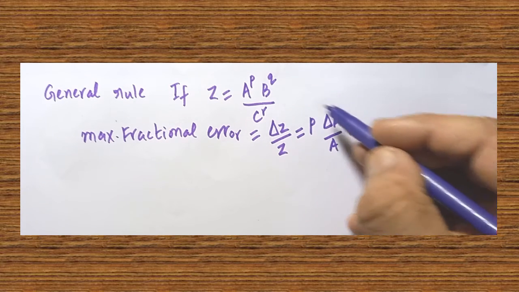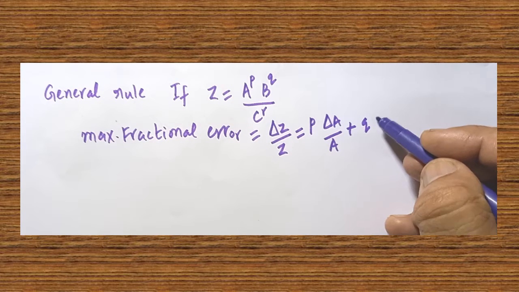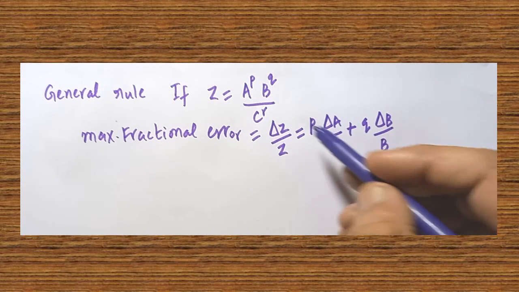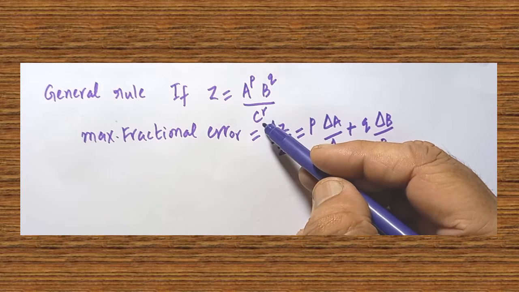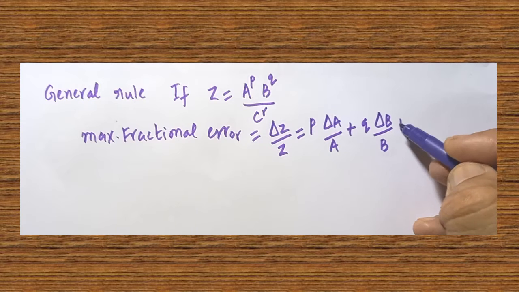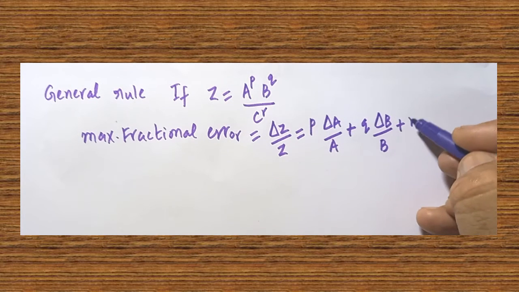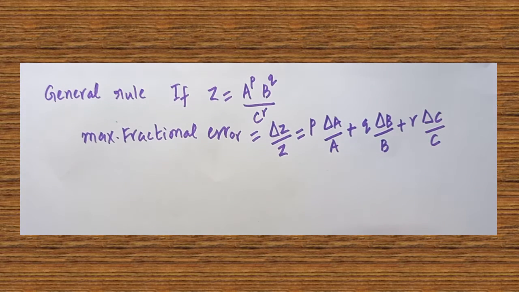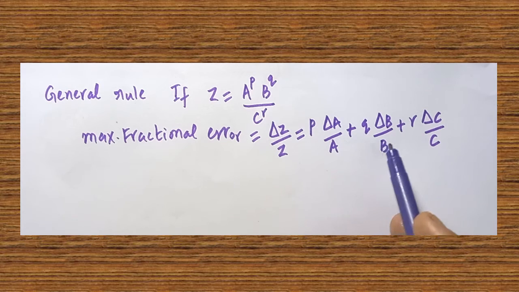Here B is there. See the power. That power must be written, and del B divided by B must be written. And then here look at the denominator factor. Though it is written in the denominator, you need not change any sign. Simply write the power R, and it can be written as del C divided by C. So this is the formula to calculate the maximum fractional error.